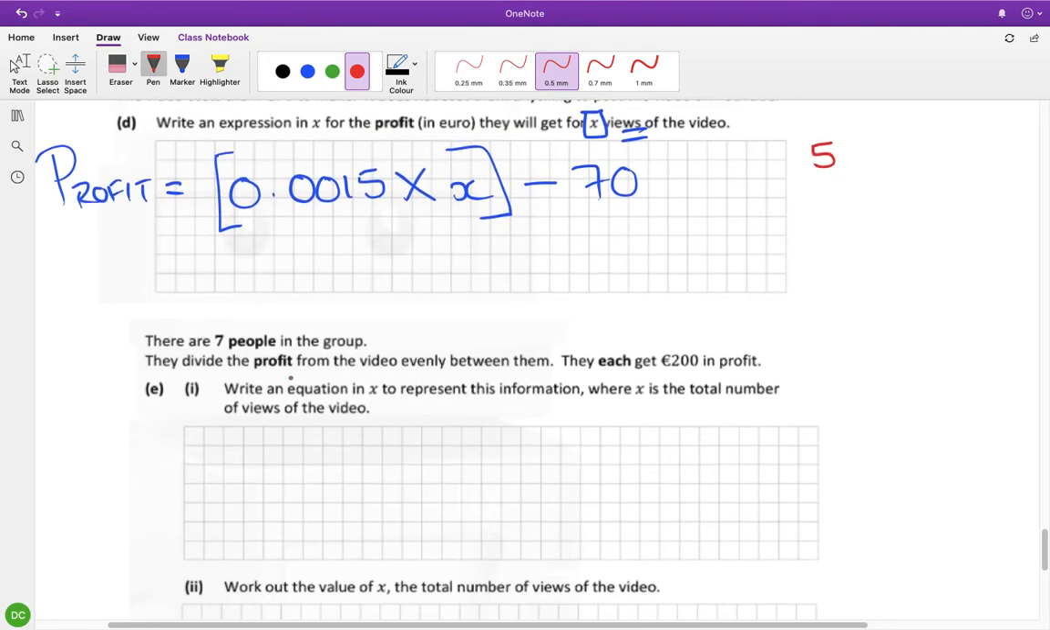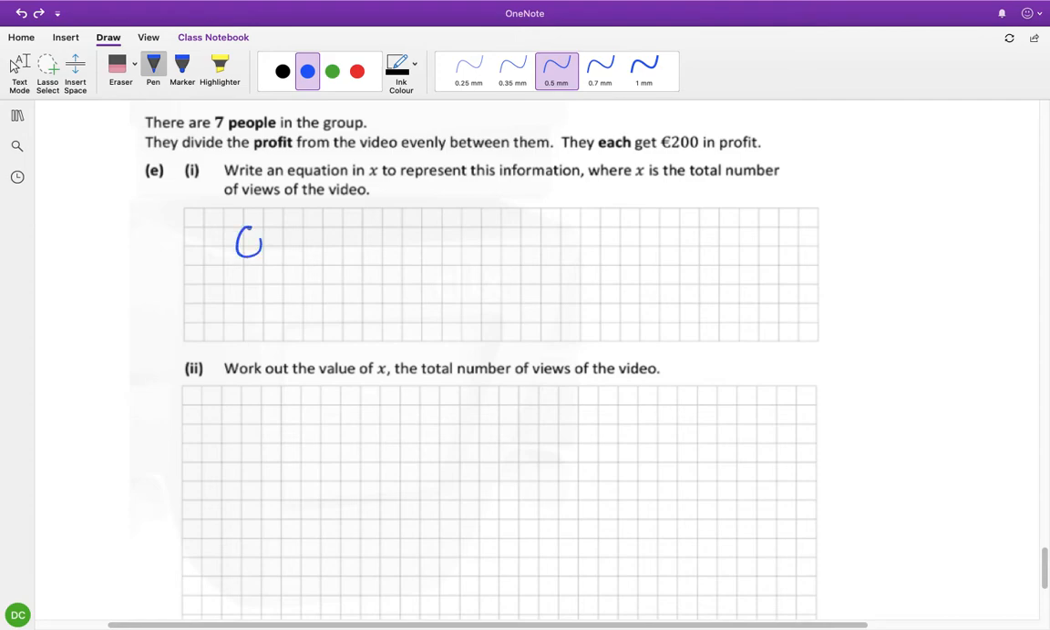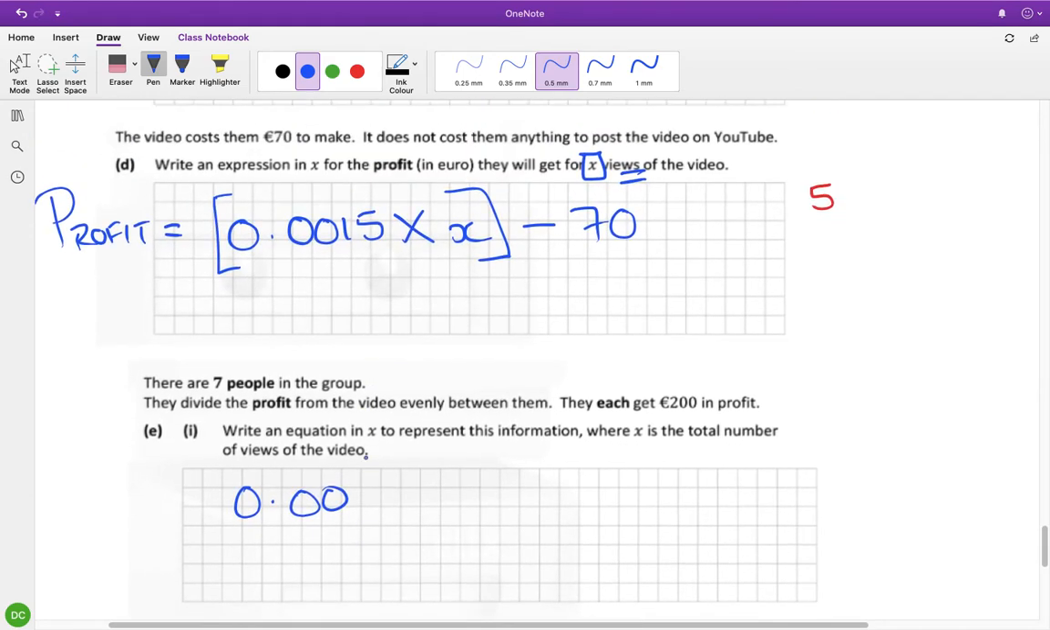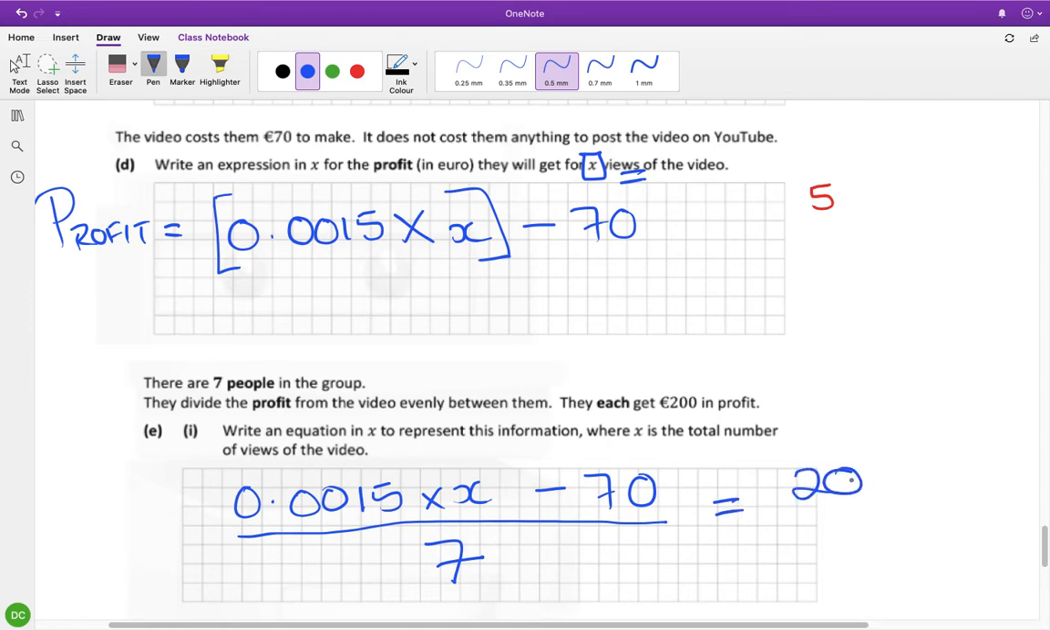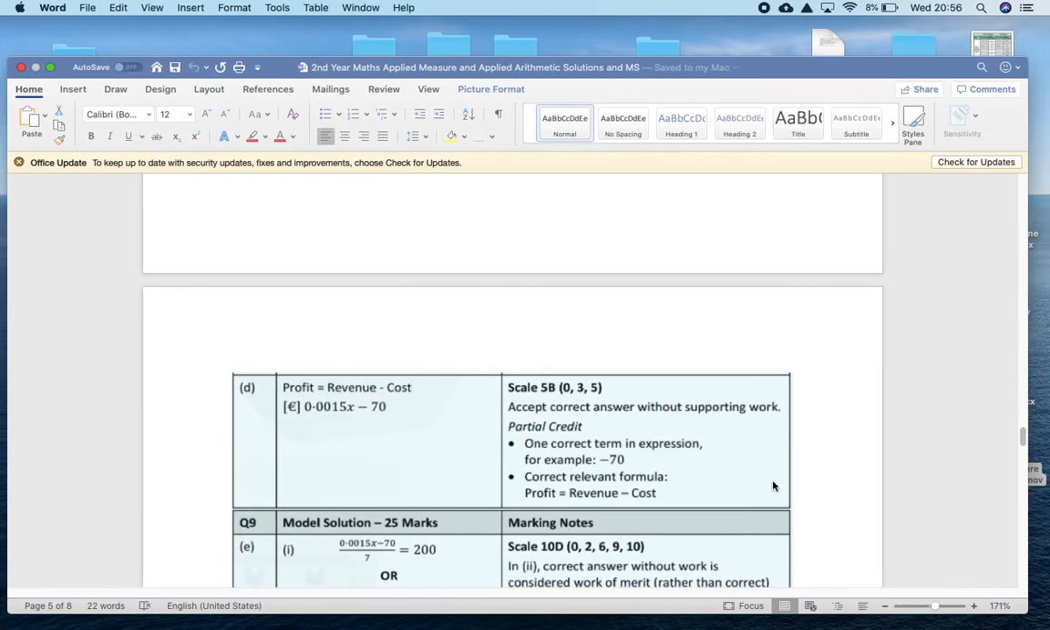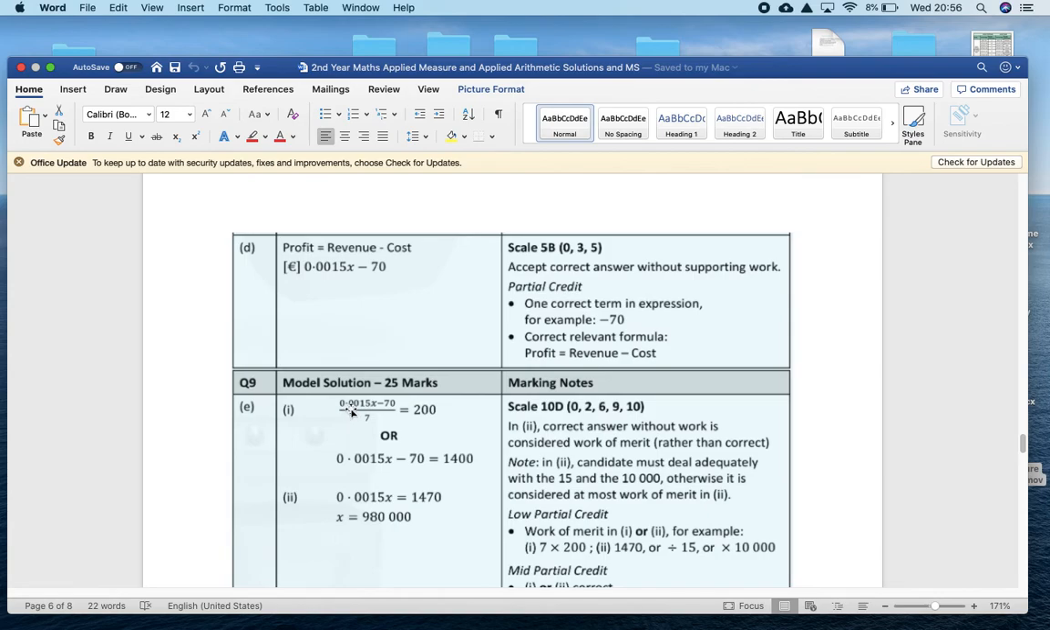Okay, so we already have the profit. So it's 0.0015 times X, minus 70. That's going to have to be divided among 7 people, and apparently that means they all get €200. So there, 0.0015 times X minus 70, divided by 7, equals €200.